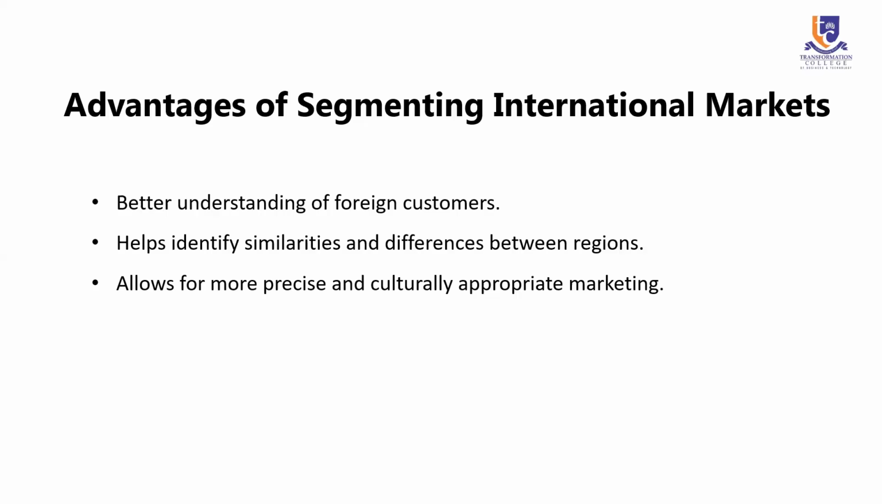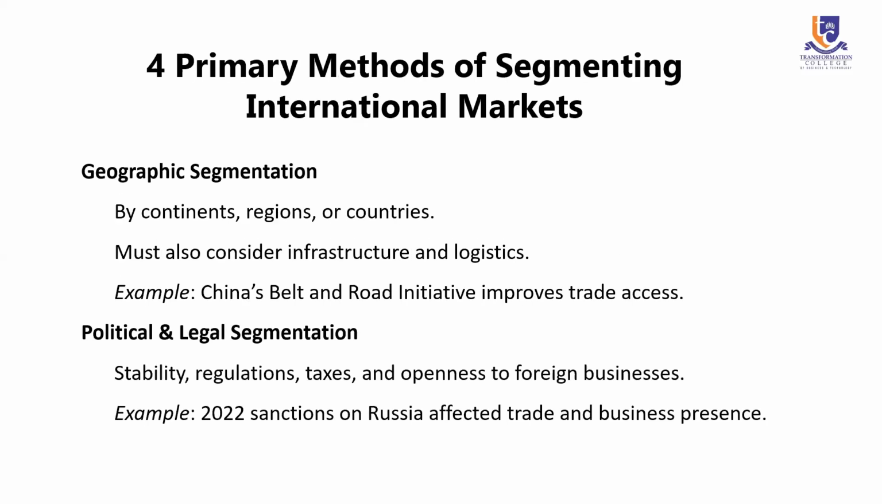It allows for more precise and culturally appropriate marketing. Moving on. Four primary methods of segmenting international markets: geographical, political, and so on. Political and legal segmentation covers stability, regulation, taxes, and openness to foreign business.